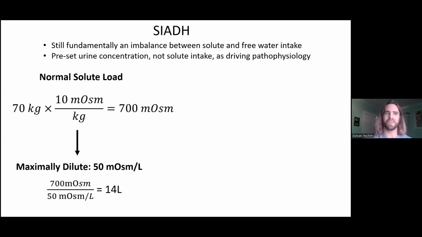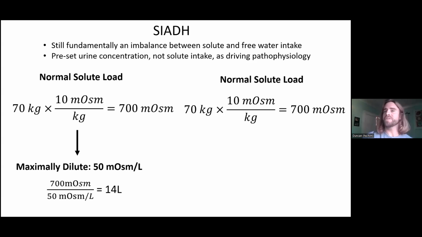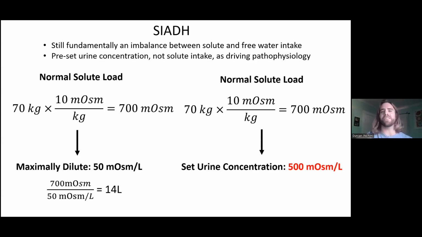Going back, here's our normal situation. We had a normal solute load over here, 700 milliosms. Our kidneys were diluting to their maximum capability at 50 milliosms per liter. We had a really wide safe free water intake range. You could drink up to 14 liters per day and still not get hypotonic. Now, in SIADH, we can presume that we still have a normal osm load, so say someone's still eating a typical normal diet. But now the issue is that our set urine concentration is higher because of some stimulus for ADH. The kidneys are forced into concentrating their urine to a new, higher set point. In this case, I just used 500 for easy math.